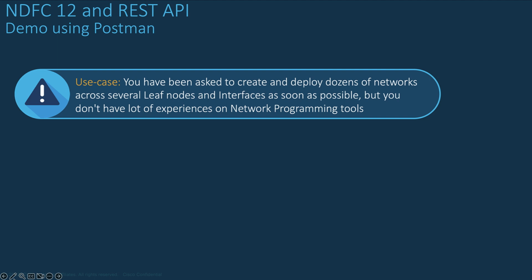So you are asked to deploy all these networks, and you want to go faster than just clicking hundreds of times, with the risk of making human mistakes. So you think that the best option to deploy hundreds of networks is to use an API management tool, right? However, you have zero experience with such programming tools.